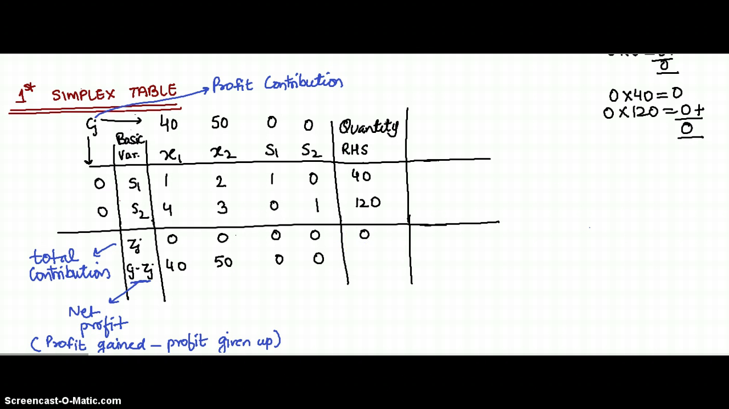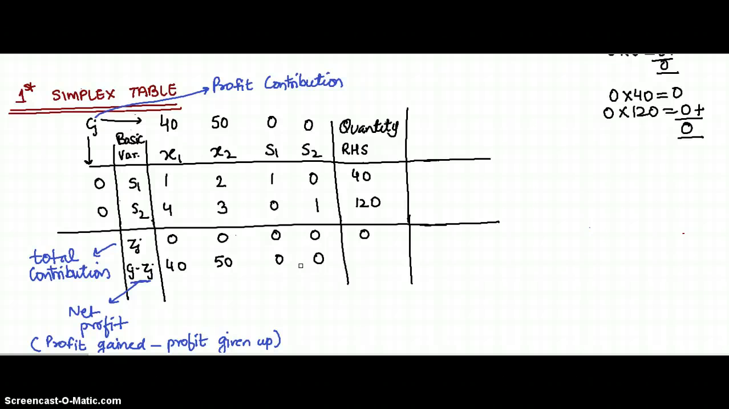Not optimal means the solution is not maximum. Also, Cj minus Zj represents the net profit, that is the profit gain minus profit given up. Any negative number in the Cj minus Zj row would tell us that profit would decrease if the corresponding variable is added to the solution.